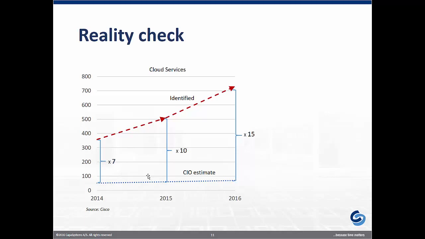Through 2014 and 2015, a highly interesting investigation was carried out by Cisco. Through log files on the network equipment at a number of large companies, they counted the number of cloud services in use per company. The average number of cloud services is shown as the red dashed line. During the same period, they interviewed the CIOs about the estimated number of cloud services in the company. That is the blue dotted line at the bottom.